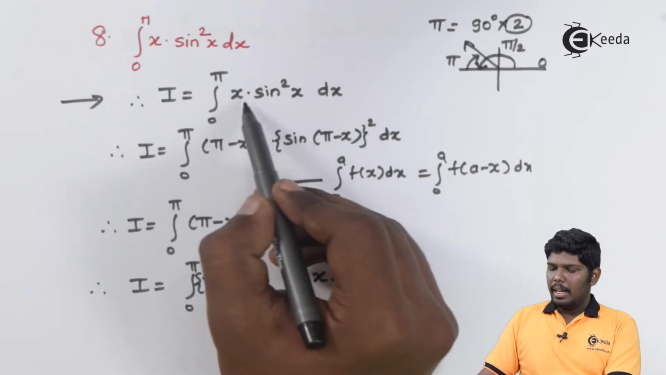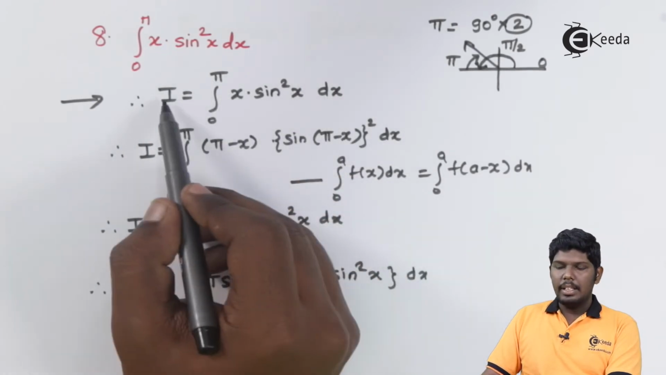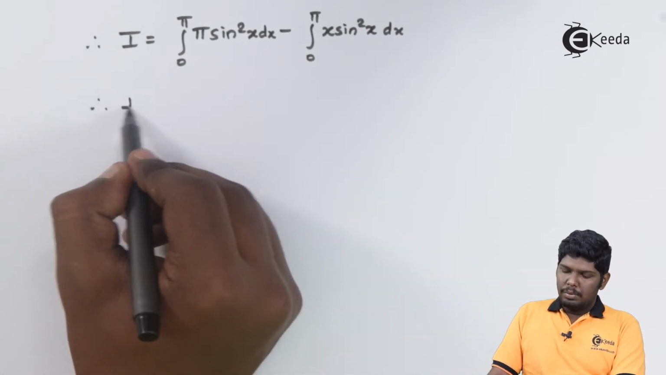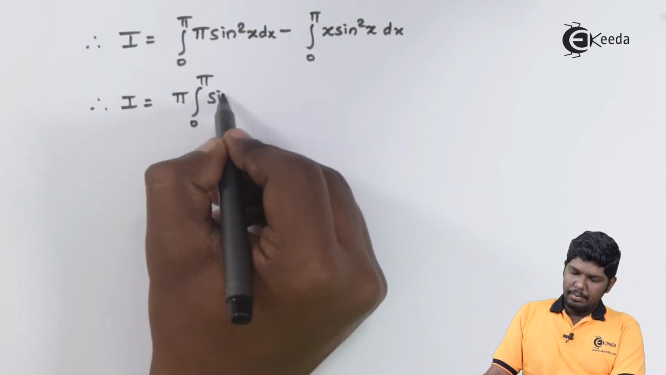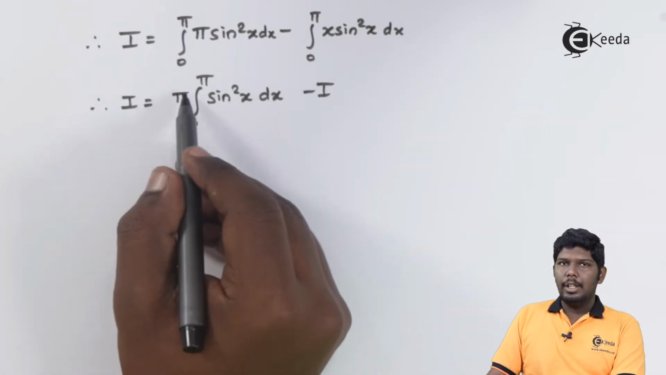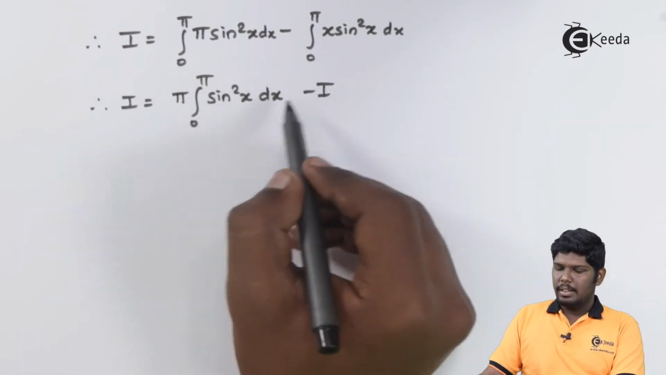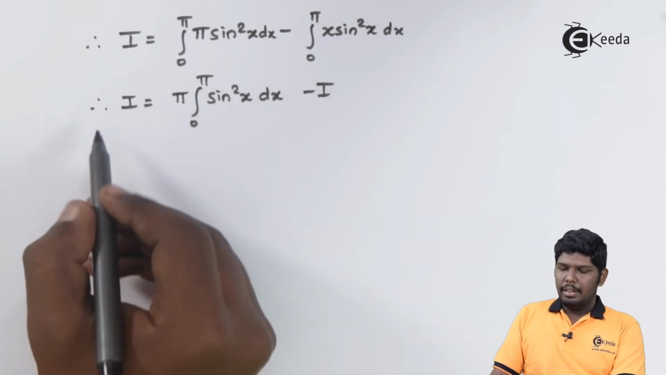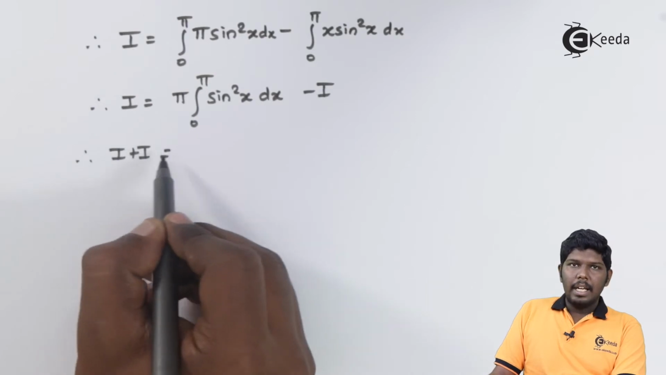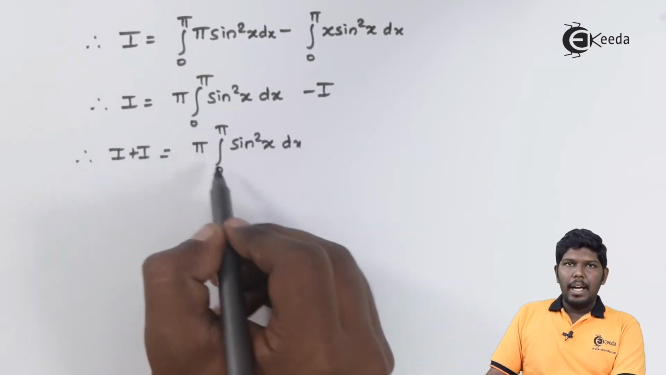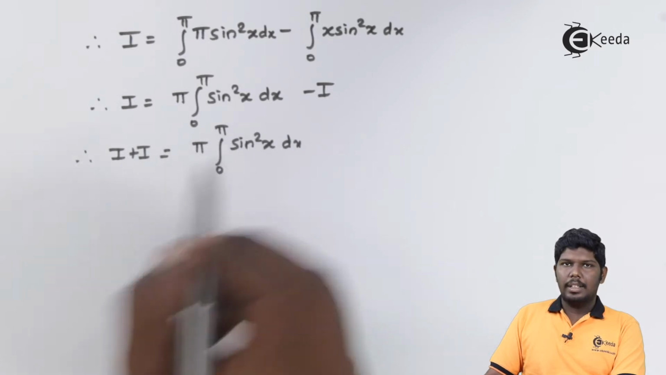Integral 0 to pi x sine square x dx, we can consider it as capital I. So this will give you I is equal to pi times integral 0 to pi sine square x dx minus I. Now taking this minus I on the left hand side, I plus I will be pi times integral 0 to pi sine square x dx.